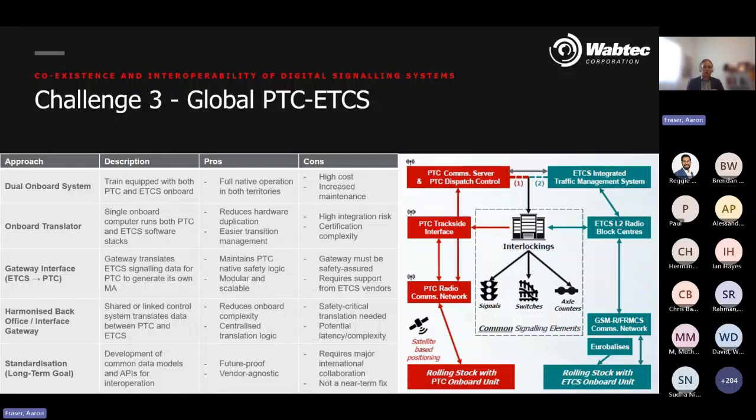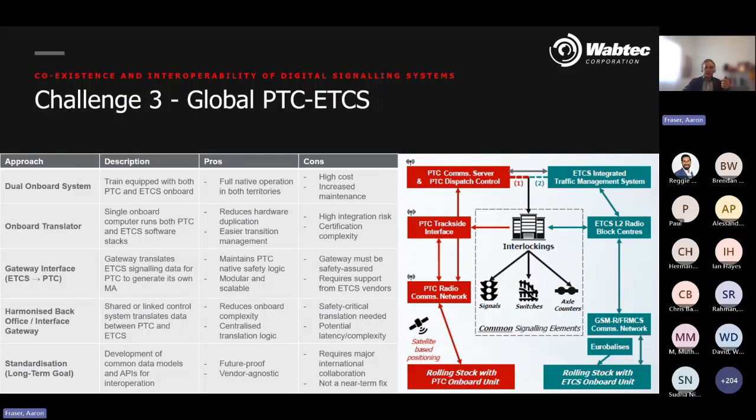Secondly, is dual equipping the onboard, similar to what we saw for Crossrail. Probably not. There's a lack of space on freight locomotives in Australia. It's expensive. You'll have to maintain it. You have to train people twice. It becomes a bit of an operational colossus.